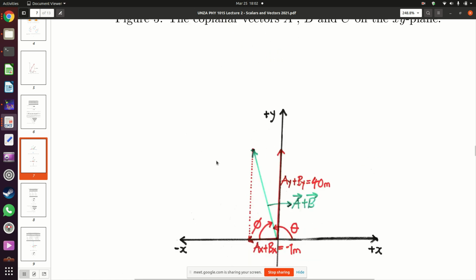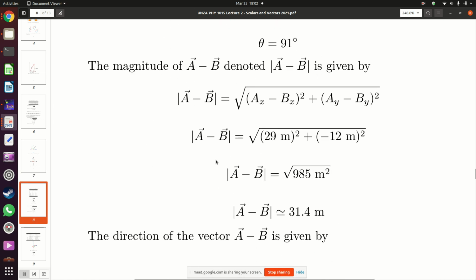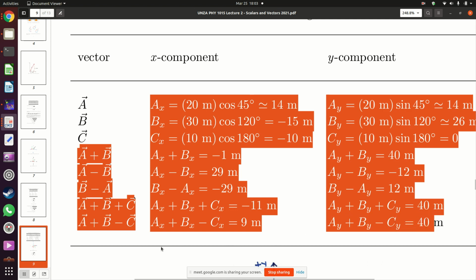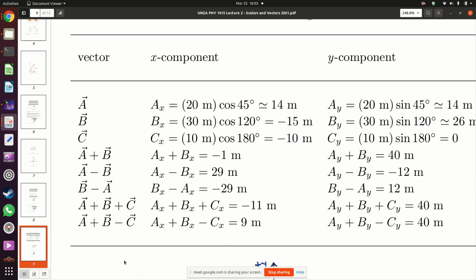Yes. Okay, so we have managed to do the first part of the job. That is finding out the components of each of the vectors we have. How much is Ax? How much is Ay? How much is Bx? How much is By? How much is Cx? How much is Cy? So when we meet tomorrow, we are going to use these components to carry out the operations A plus B, A minus B, B minus A, A plus B plus C, A plus B minus C. Hopefully we can do this tomorrow so that next week we can shift camp to another topic.